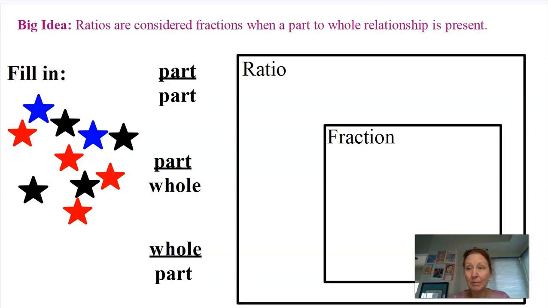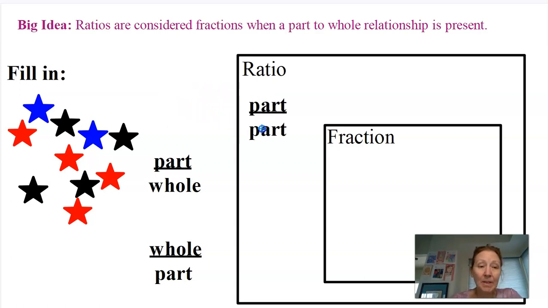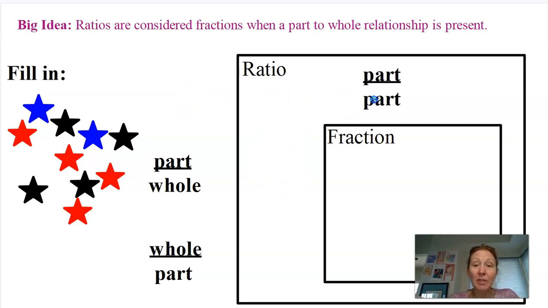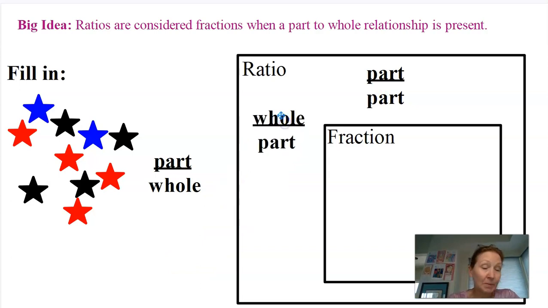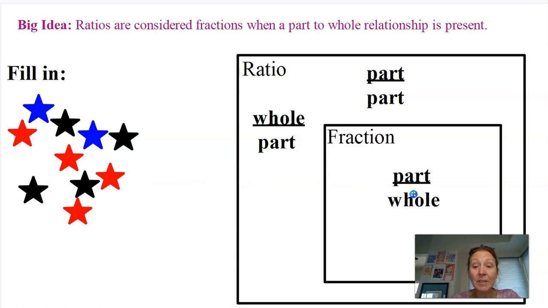So what I'm going to do is fill in these words into the sections that they belong in. Okay, so here we go. You know that there's ratios that are part-to-part, and you know that there are ratios that are whole-to-part. But the idea is the only time you can consider it a fraction is if it is a part to a whole ratio, even though it looks like a fraction and acts like a fraction when it's part to part and whole to part.